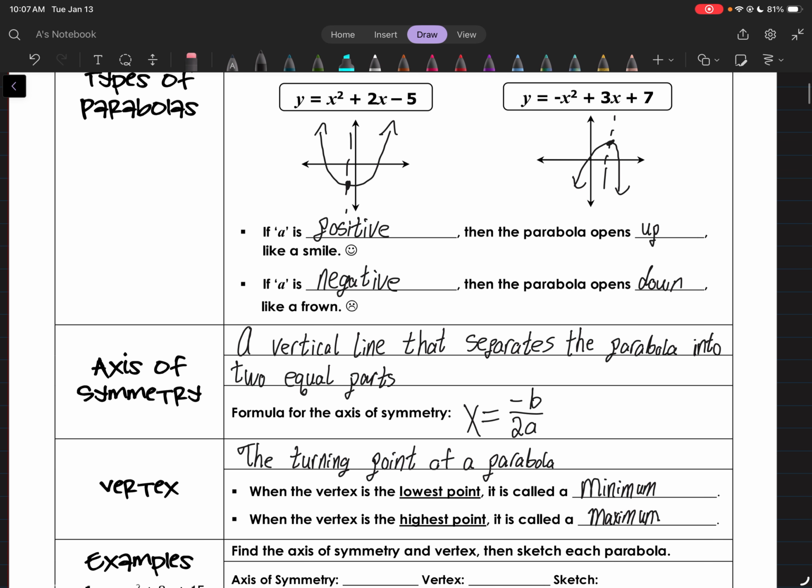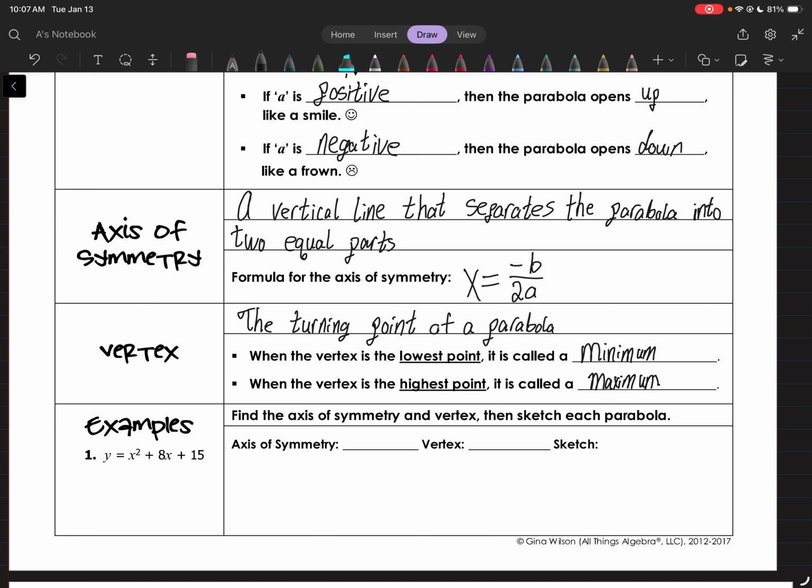Your axis of symmetry is a vertical line that separates the parabola into two equal parts. Your formula is negative b divided by 2a. Your vertex is the turning point of the parabola. If it's at a lowest, it's a minimum, highest is a maximum.